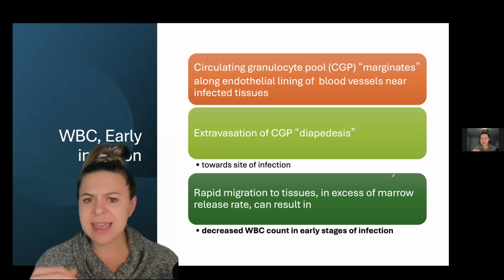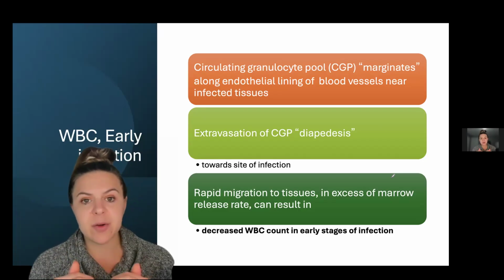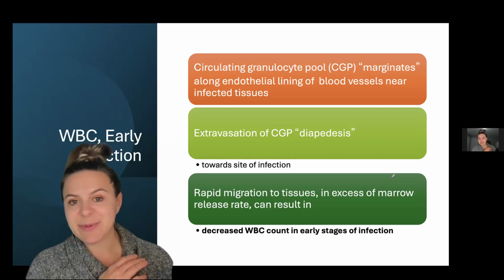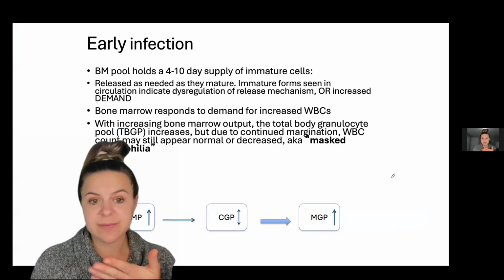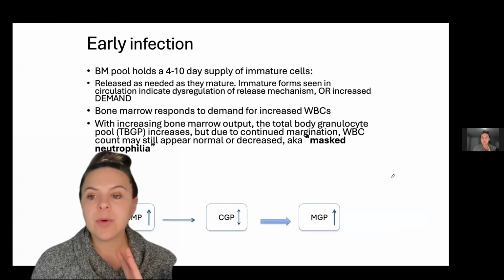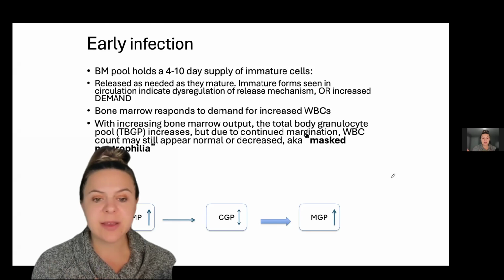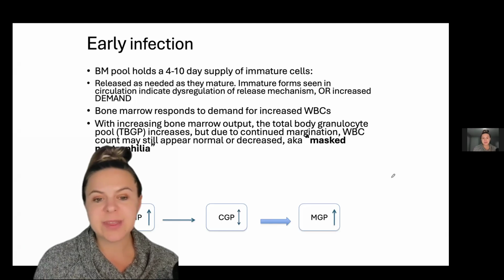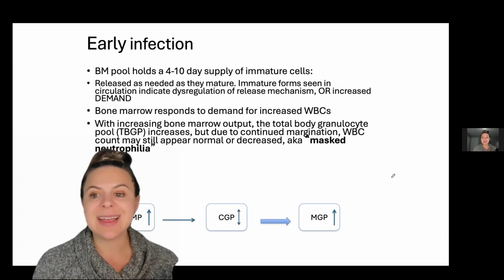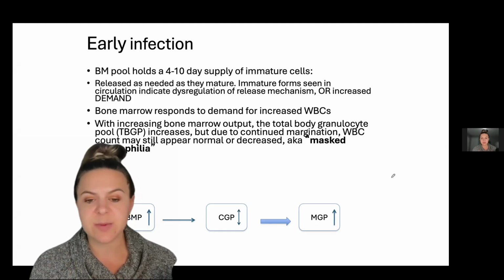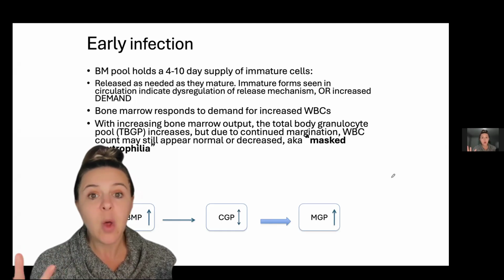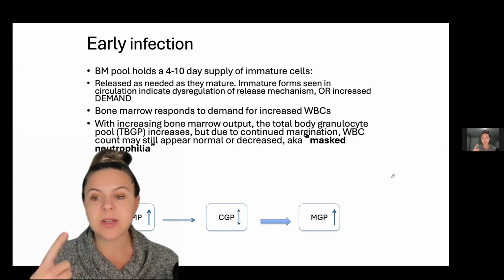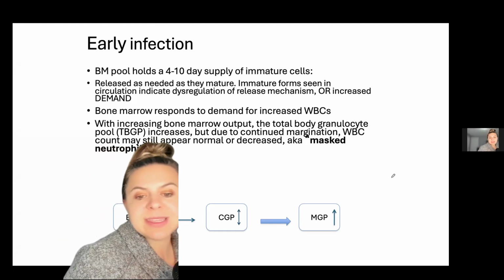And it can then look like in the blood, we have a lower white blood cell count because all of our cells are moving out of the blood into the tissue towards infection. Our bone marrow pool will hold about a 4 to 10 day supply of immature cells that are released as needed as they mature, but then immature forms can sometimes be seen in circulation, and that indicates some sort of dysregulation in the release mechanism, or we just need more of them, so increased demand. Because bone marrow will respond to demand for increased white blood cells.